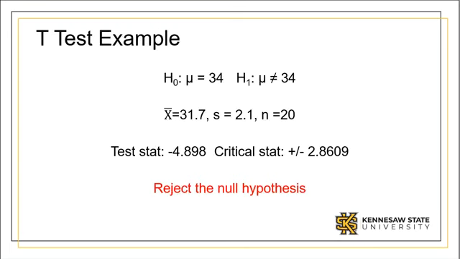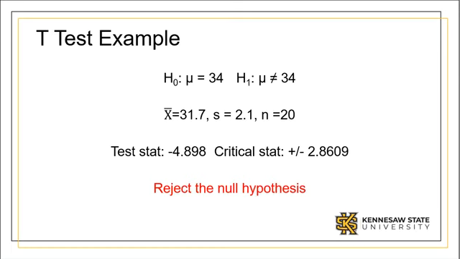Consider this example. Suppose the average puncture strength of a disposable needle needs to be 34 pounds. We collect a sample of 20 needles and find the sample average to be 31.7 pounds, with a sample standard deviation of 2.1 pounds. Can we be assured with 99% confidence that the needles are acceptable?